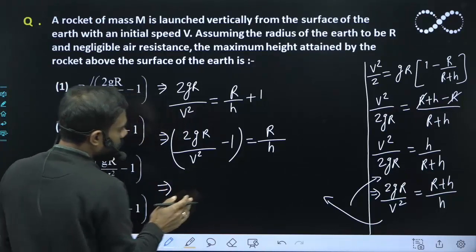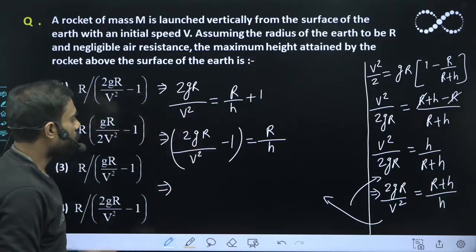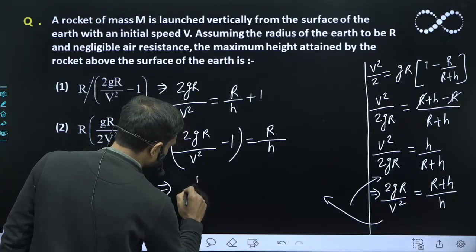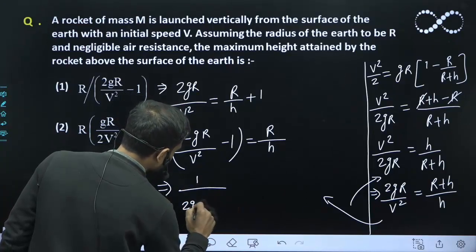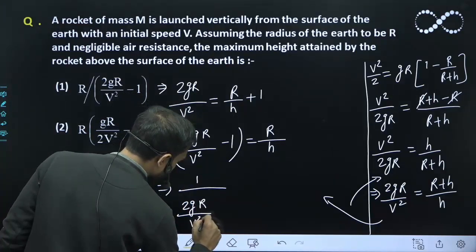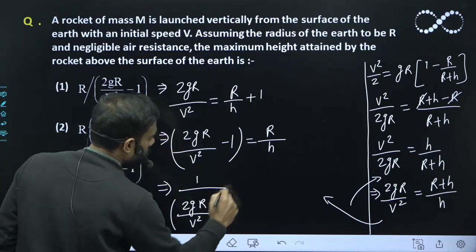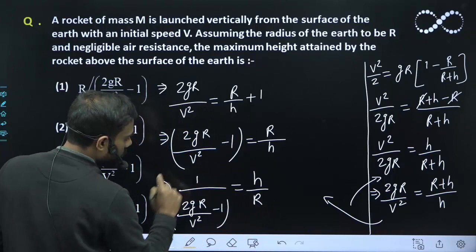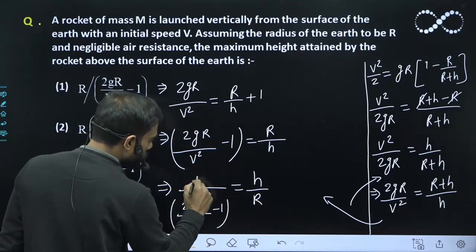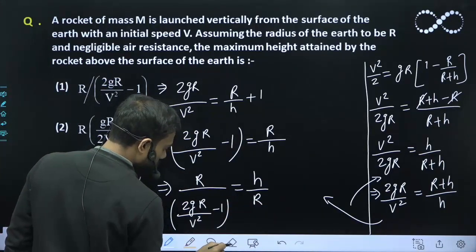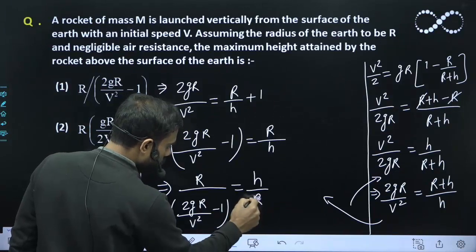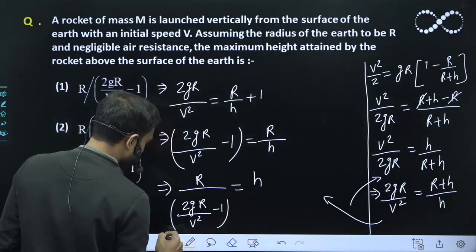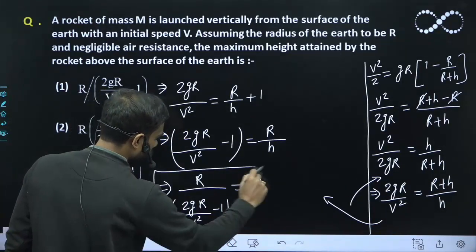Once again I am doing the reciprocal on both sides, so that will become 1 upon 2gR upon v squared minus 1, and this will become h upon R. So R can be taken this side, so that will become R, and this I need to omit here, so h is coming this. So this is the value of h.